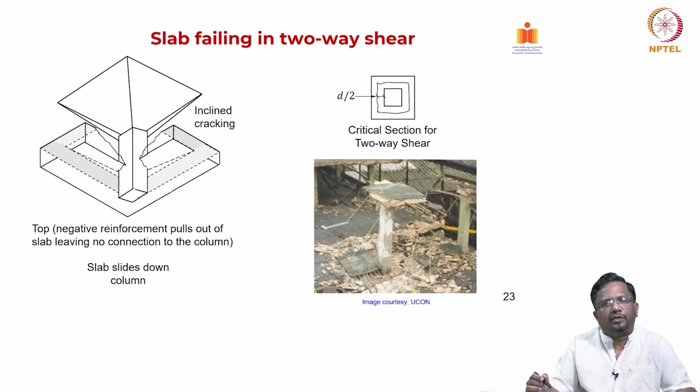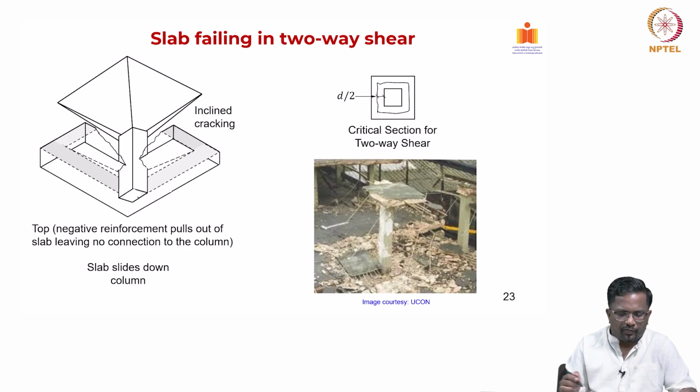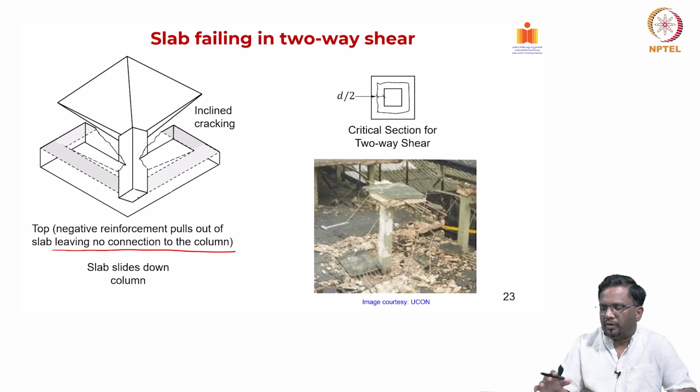Now, as I said, the two-way punching shear in a flat plate or flat slab can be quite brittle, and when it is failing, for example, the top negative reinforcement can pull out of the slab, and that leaves the slab with no connection to the column, and the entire slab can slide down. So, this is a very brittle mode of failure, particularly when you have flat plate structures which are directly connected to the column, and we have to design that carefully.